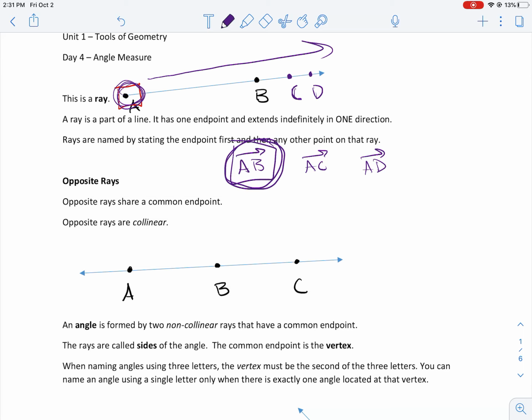Opposite rays, right, share a common endpoint, okay? So, here is our common endpoint B, and if you notice, it's going directly this direction and that direction, okay? Opposite rays are collinear, which means, if you remember linear equations, keyword line, they all fall on the same line. That's what it means to be collinear. They're all on the same line. And what do we know about lines? Lines are straight and they go on forever. Okay, so just know that when we're talking about opposite rays, we're talking about a line. Okay? All right, let's keep going.